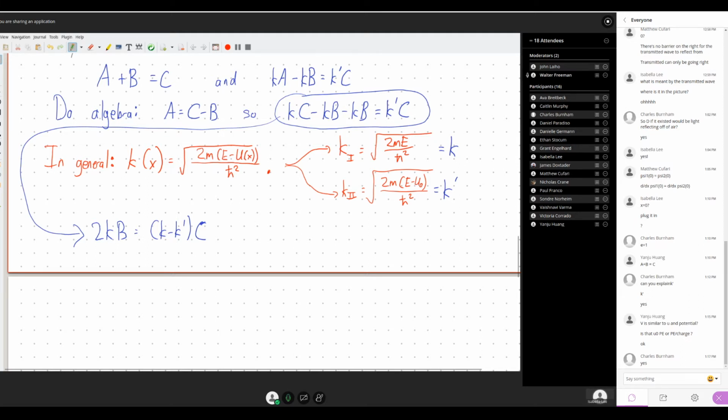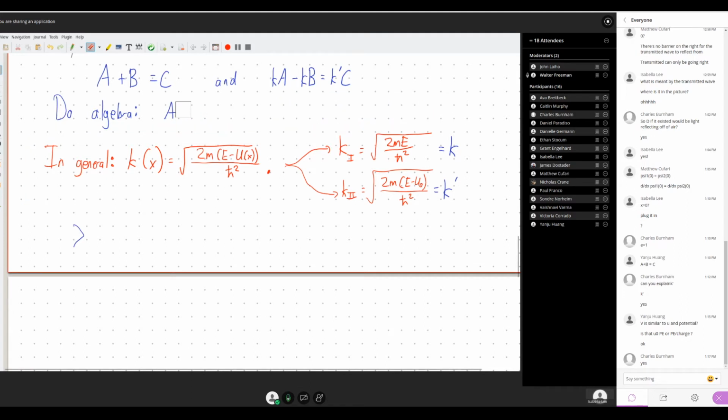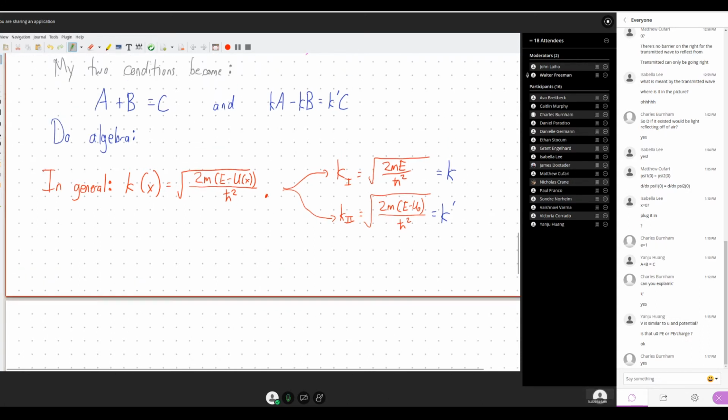Actually, let me back up. I am going to back up completely because I realized I did something dumb. A is the one that we know, so I ought to be doing algebra up here and solving for B in terms of A. Why do I still have two unknowns? So I did a stupid. It's the right technique, but I'm solving for the wrong variable.